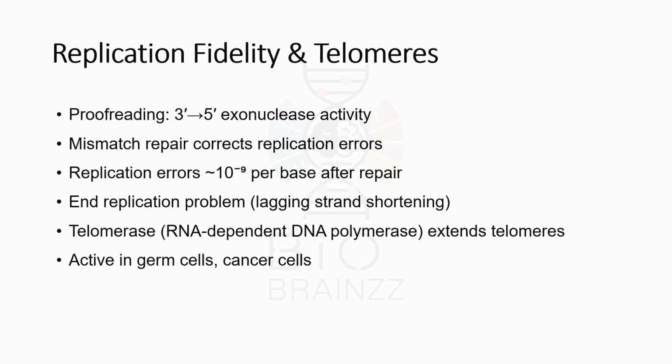However, in eukaryotic cells, there is a limitation called the end replication problem. During replication of the lagging strand, the very end cannot be fully copied, leading to shortening of telomeres. Telomerase enzyme solves this issue by adding a repetitive sequence at chromosome ends. This enzyme is active in germ cells and cancer cells.